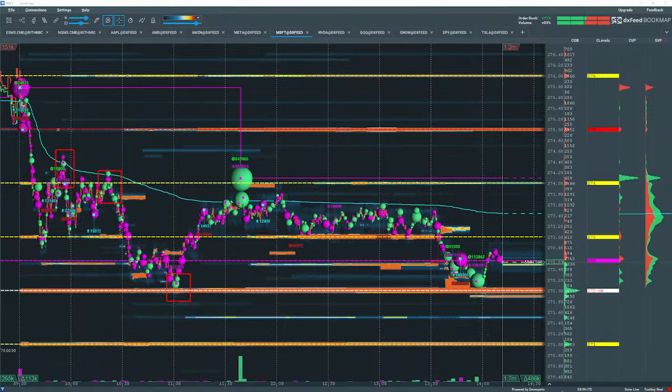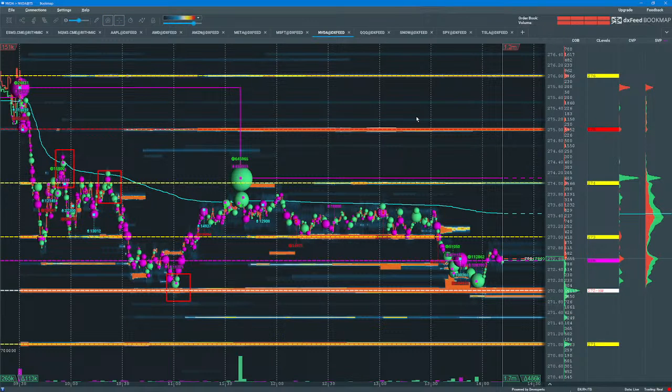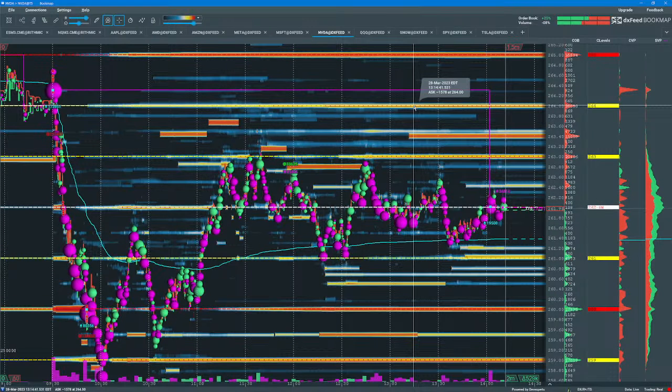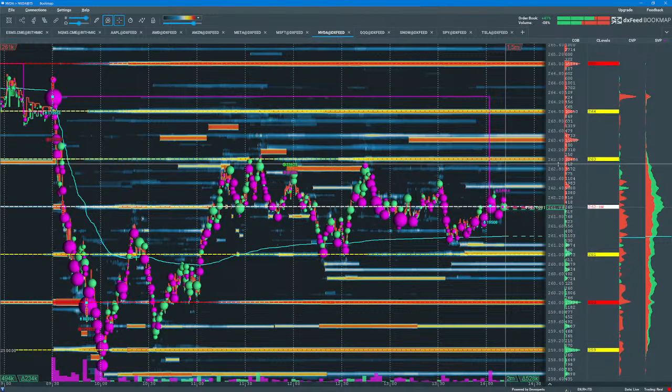All right, so that was Microsoft. And the next stock, NVIDIA. And NVIDIA had more range today than many of the other stocks that I've looked at. Big sharp drop right at the open. Notice all the pink dots there. Definitely bearish order flow.